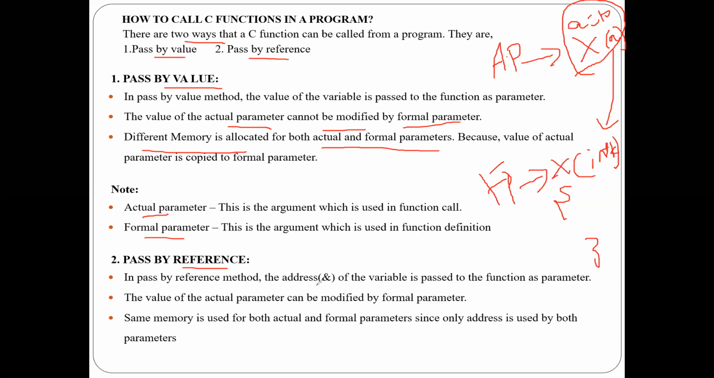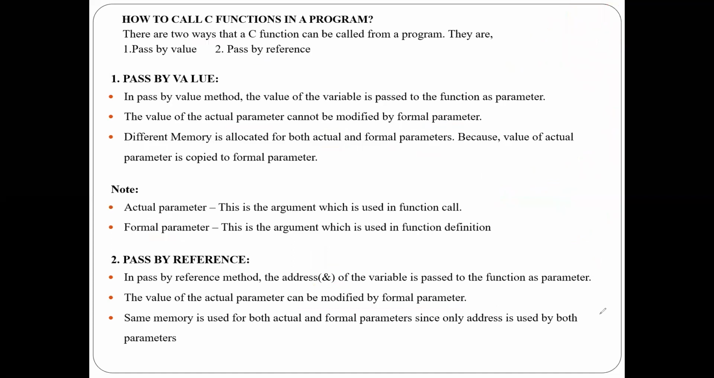We use the address operator as well as the pointer. So because of the formal parameter, the actual parameter will be modified. If you modify the k value, the a value will also be modified. If I modify k is equal to k plus 1, the k value is actually 10, and now the k becomes 11. If that is reflected in the actual parameter, then it is called pass by reference. So you have to remember that both the actual and formal parameter use the same memory address, the same memory location. That is the main concept that we are seeing here.